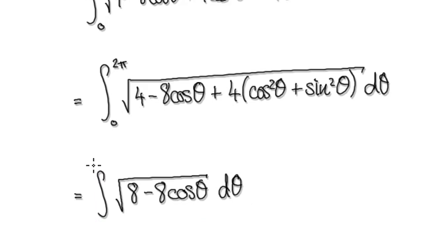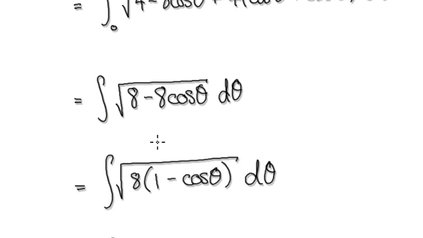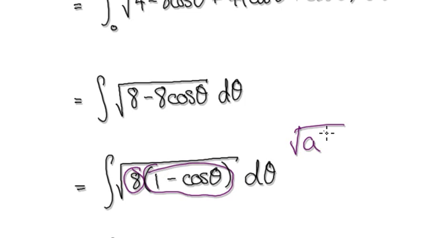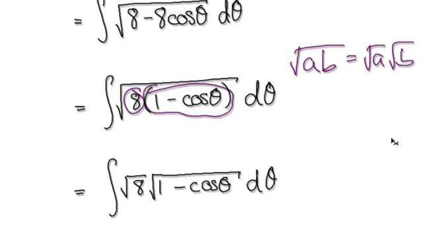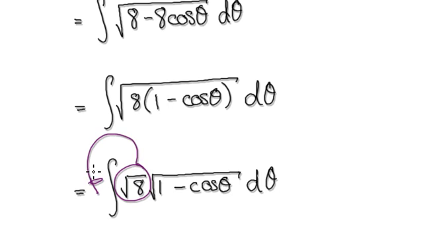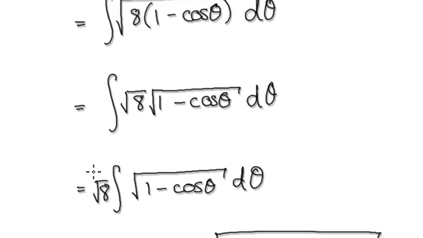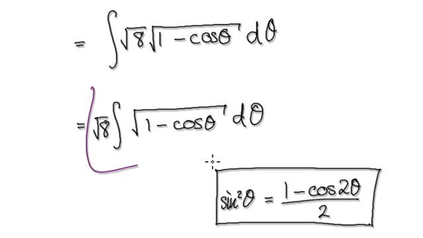And now factor out the 8. Factor out the 8. That will then give you this thing times this thing here. And then remember, root ab is the same as root a times root b. So that will then give you this. And then this is a constant. Take it out. That will then give you this. So now it's a matter of us integrating this from 0 all the way to 2 pi.